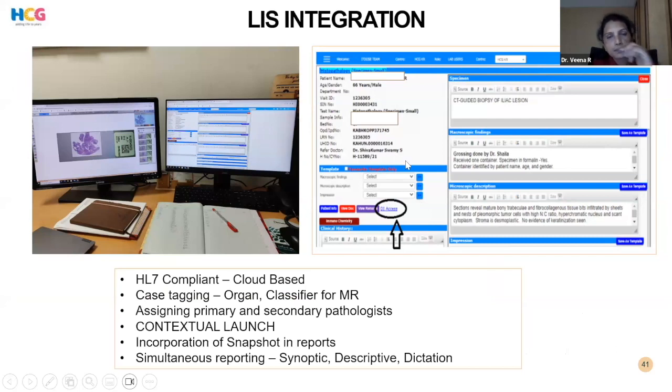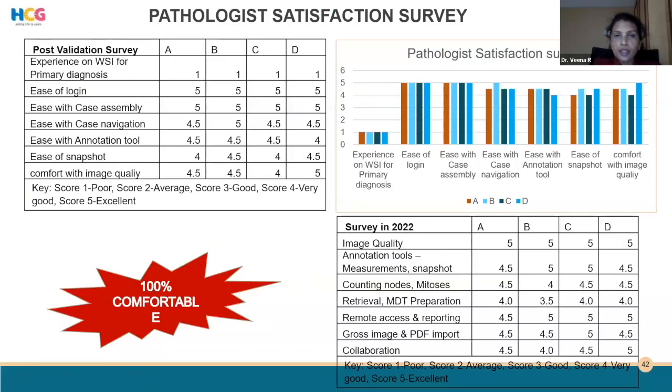And we also have the LIS integration, in the sense that if we open our LIS, through our LIS we can actually access the images, so that only this particular case image opens, and we can see this image and simultaneously complete the reporting as well. That is called contextual launch, and we are able to incorporate snapshots in our reports.